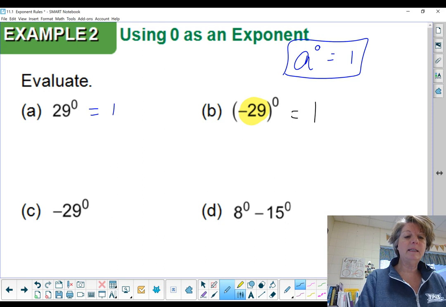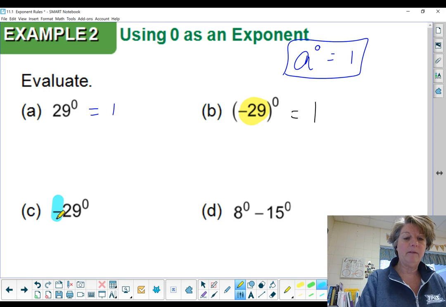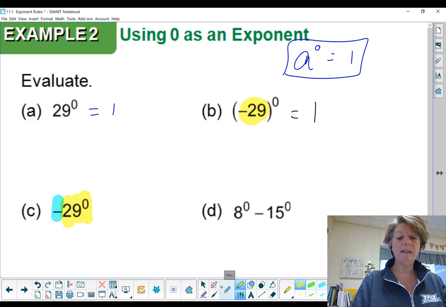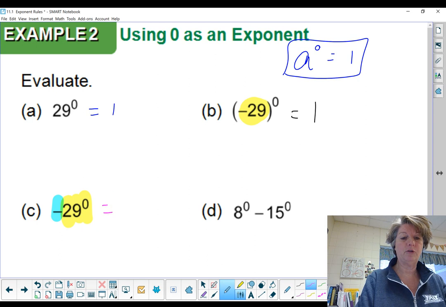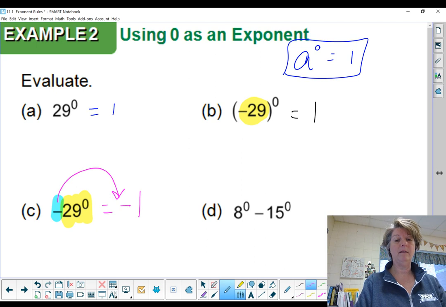In C, this is a little different. The negative, I'm going to highlight this, the negative is definitely separate from the 29 to the 0. Do you see that? This is the one distinction that my kids have the hardest trouble identifying, that this will turn out to be -1. Okay? It didn't have the parentheses like example B.